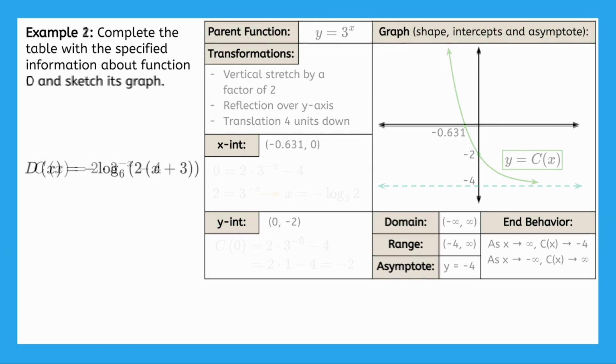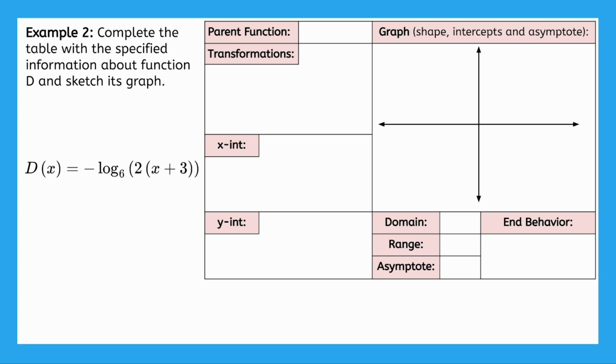To wrap up this lesson, let's graph the logarithmic function d of x equals minus log base 6 of 2 times x plus 3. Pause the video and try it out yourself. Our parent function would be y equals log base 6 of x. Since the base is greater than 1, we have a logarithmic growth curve. And remember, we'll have a vertical asymptote at x equals 0.